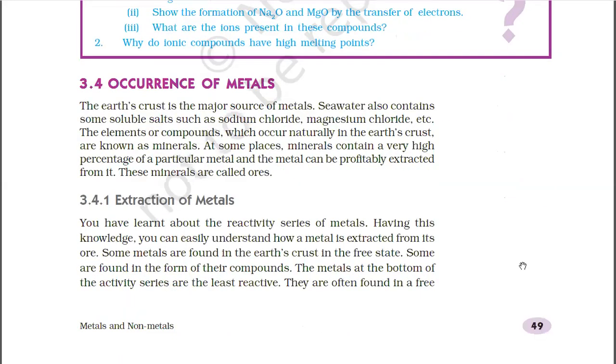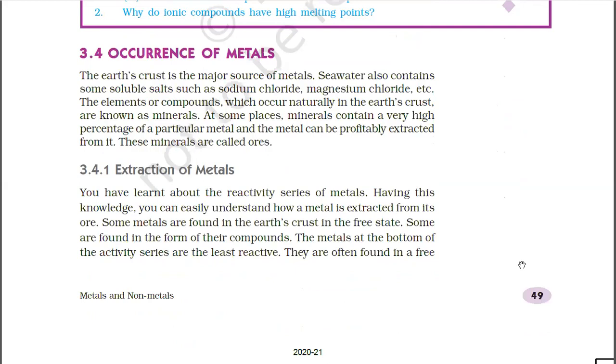Occurrence of metals. The Earth's crust is the major source of metals. Seawater also contains some soluble salts such as sodium chloride, magnesium chloride, etc. The elements or compounds which occur naturally in the Earth's crust are known as minerals. At some places, minerals contain a very high percentage of a particular metal and the metal can be profitably extracted from it. These minerals are called ores.